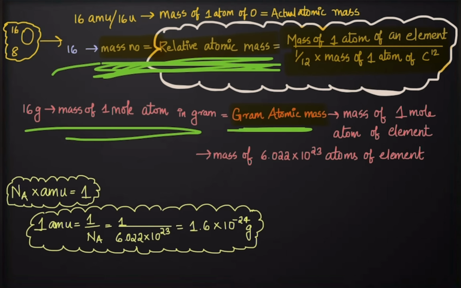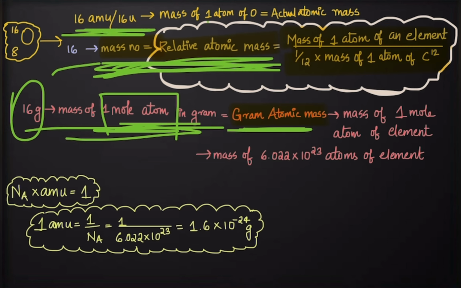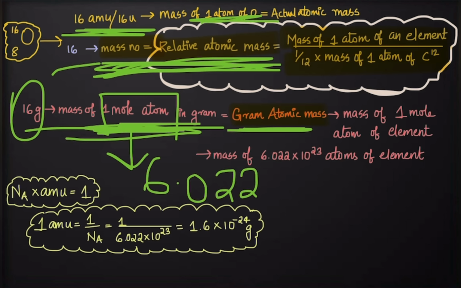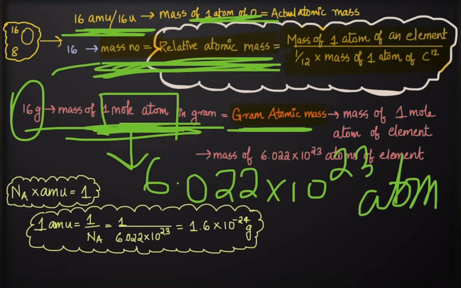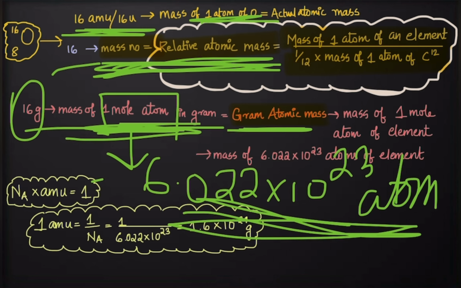Gram atomic mass means the atomic mass expressed in gram. Okay, this gram atomic mass is the mass of one mole of atoms, in gram. Here 16 AMU or 16 U is the mass of one atom. Here the mass of one mole of atoms means the mass of 6.022 into 10 raised to 23 atoms.